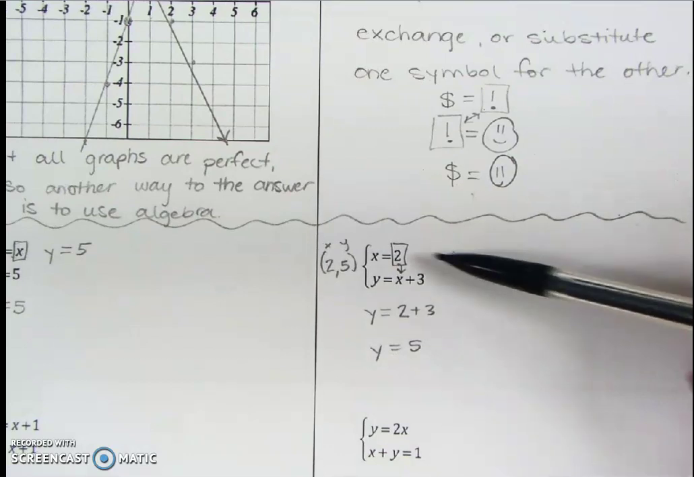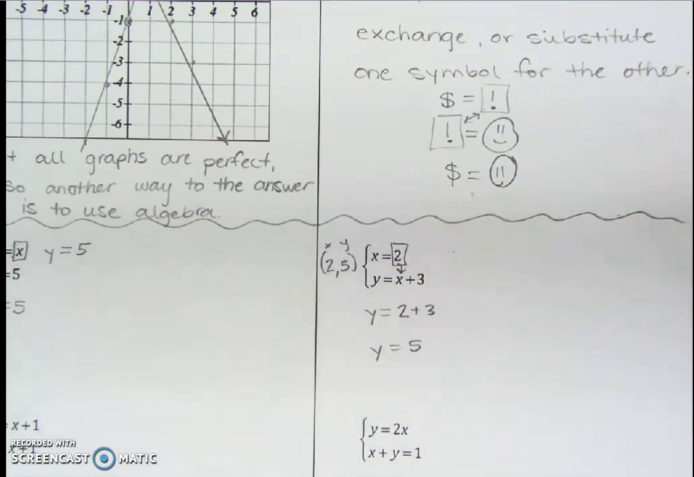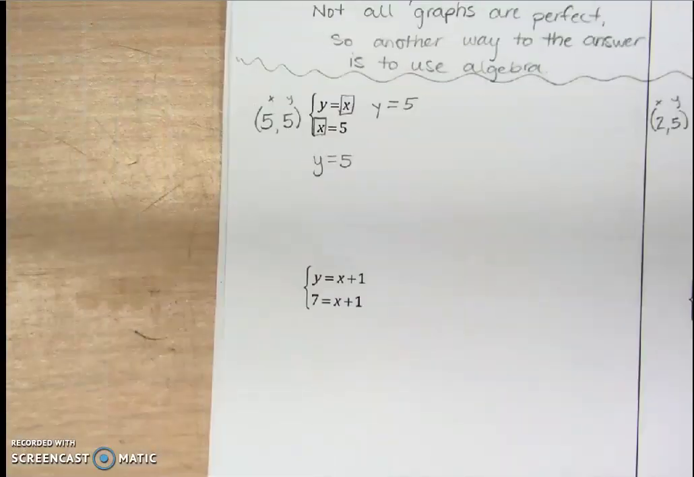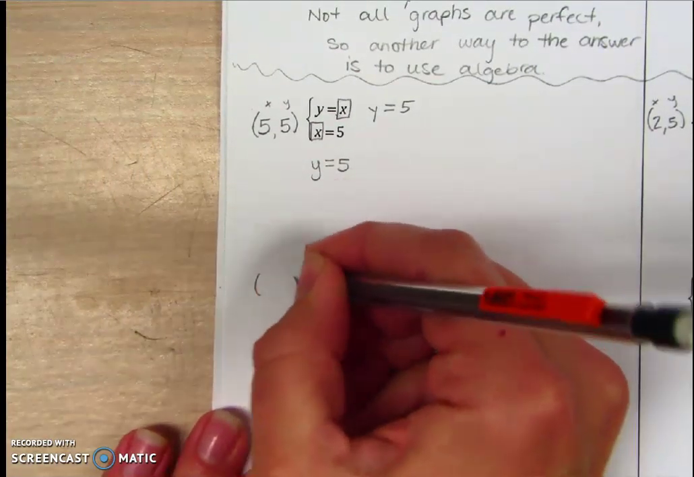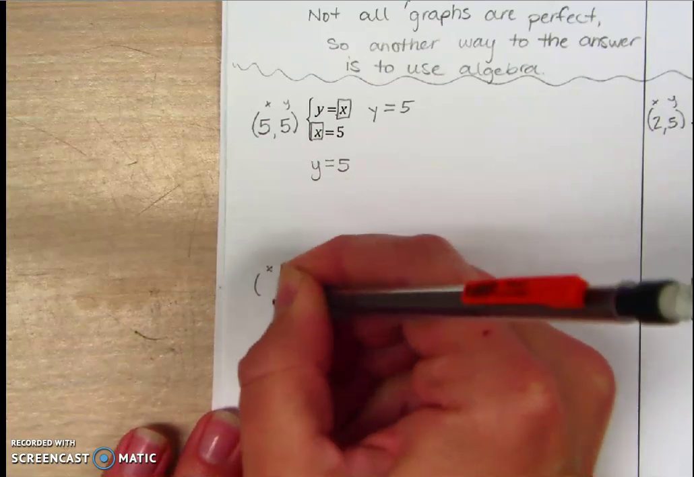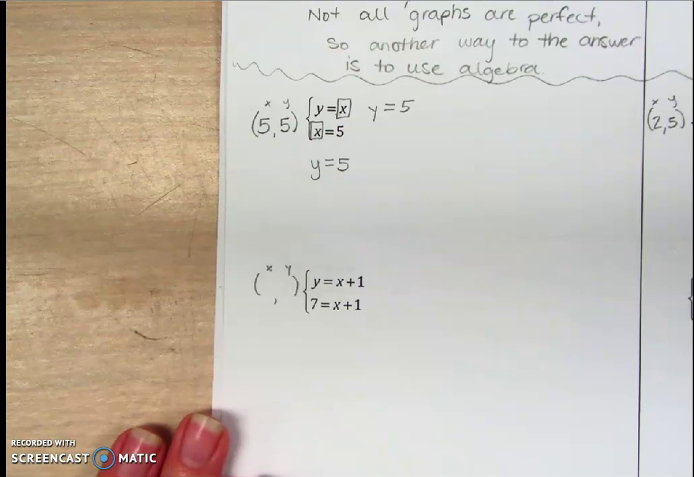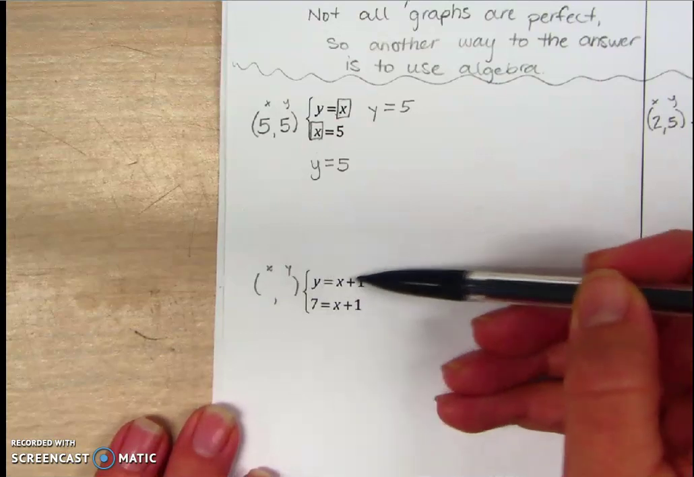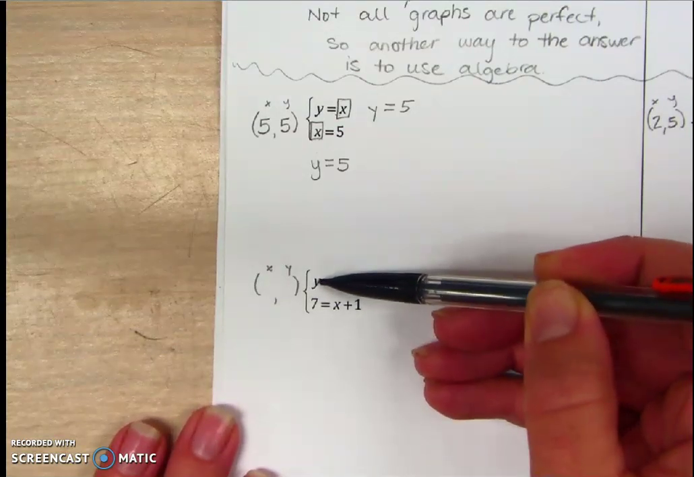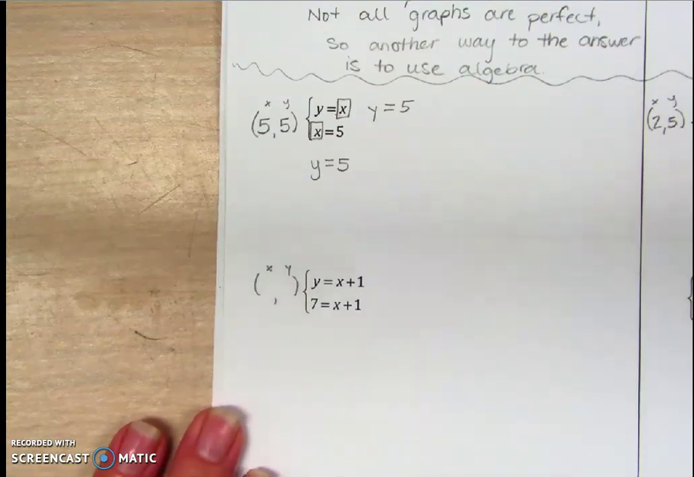All right, so that's nice and easy when they already tell us what the variable is equal to. How about when they don't? So let's look at this one, y equals x plus 1. Remember, we still want an ordered pair. We still want to find x and y so that we can see the one point where they're crossing. So looking at this one, y is equal to x plus 1, and 7 is equal to x plus 1. So I see a couple different ways to look at this. If we see both of these are equal to x plus 1, then y must be 7. That's the way I see it.